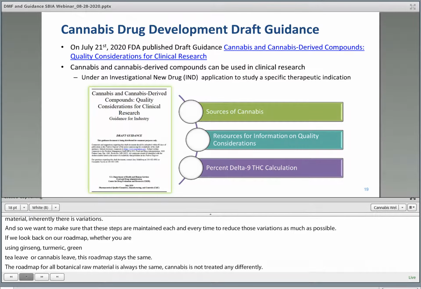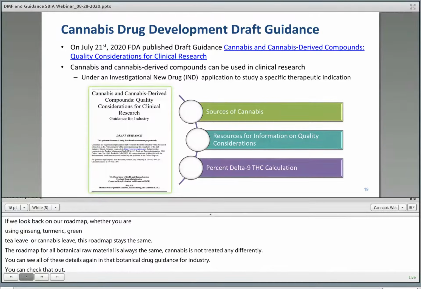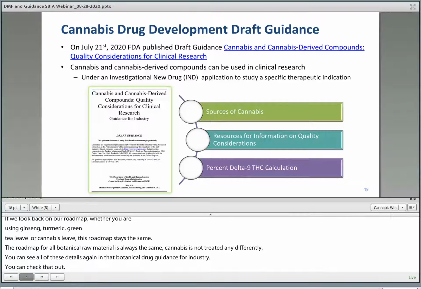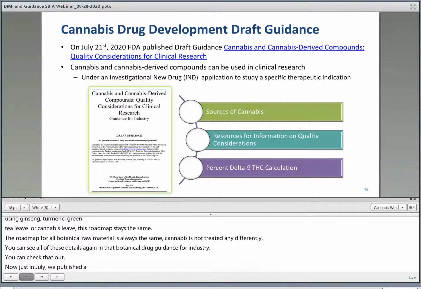Now, just in July, we published a draft guidance, which is titled Cannabis and Cannabis-Derived Compounds, Quality Considerations for Clinical Research. We've been getting a lot of feedback and asking for some more resources, and so this is something that we've provided to our stakeholders to help them gain some more insights.